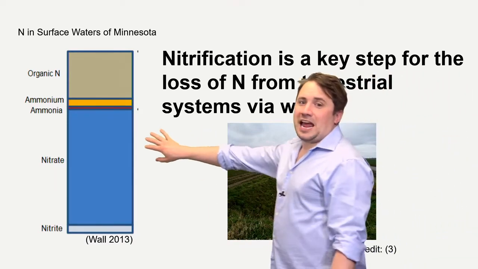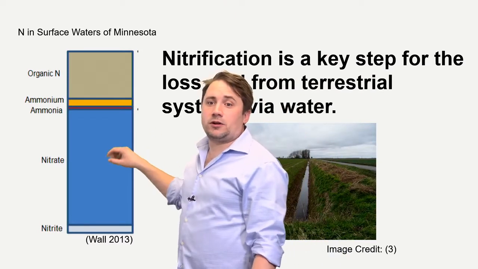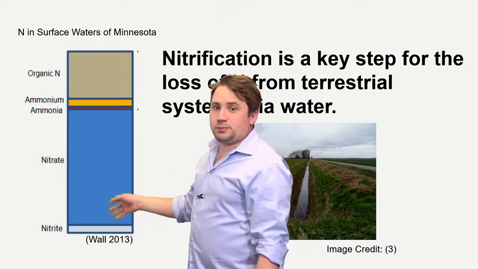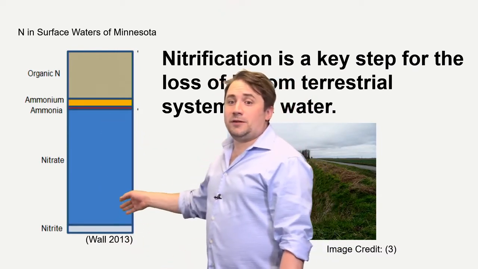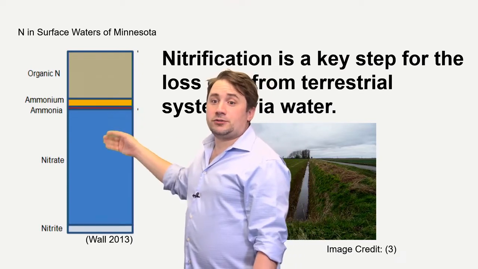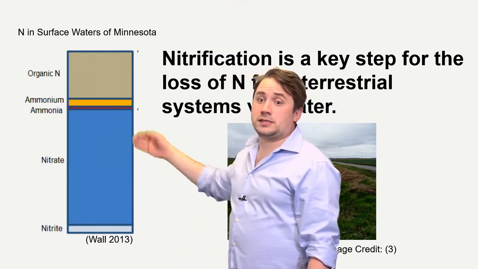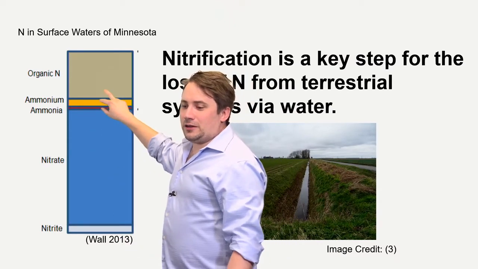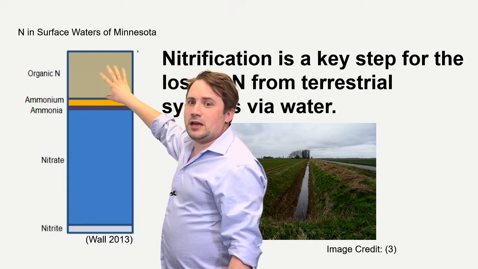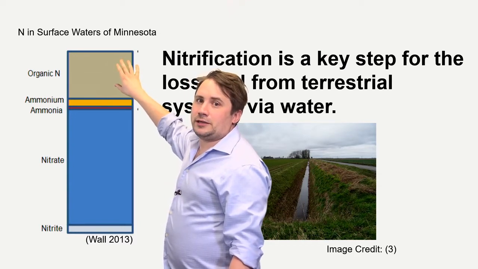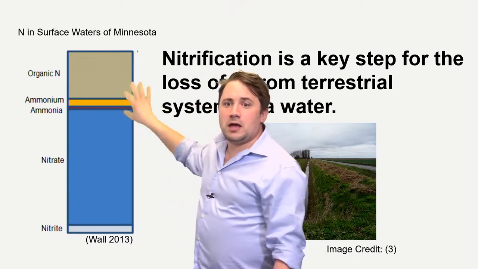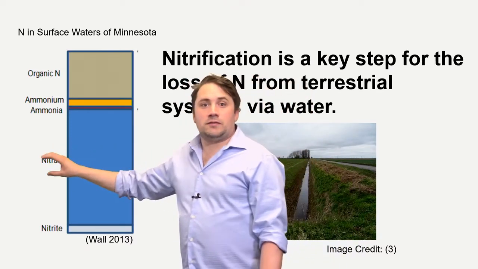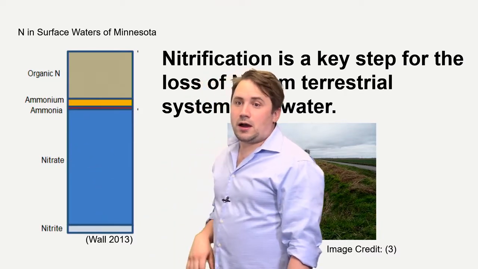So here is an average of nitrogen in surface waters in Minnesota in its various forms. And you can see here that this blue bar right here, nitrate, is the dominant form of nitrogen that leaves terrestrial ecosystems and enters freshwater systems in Minnesota, as in most places. You have very, very little ammonium and ammonia shown in these bars here, and you have some organic nitrogen. Organic nitrogen leaves as dissolved organic matter as well. But really important to notice, nitrate is the dominant flux of nitrogen from the ecosystem.